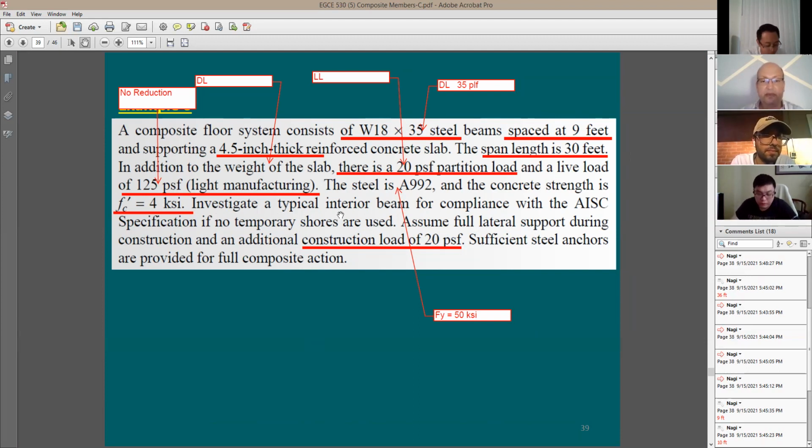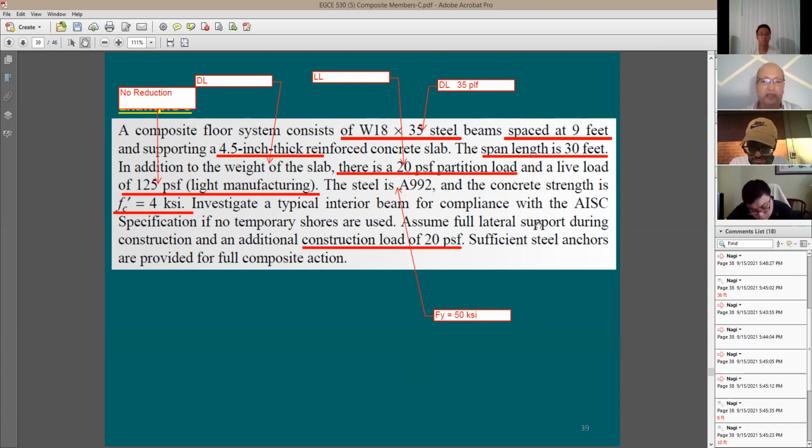Investigate a typical interior beam for compliance with the AISC specifications if no temporary shores are used. So I'm wondering how this can help me. No shores. What does it mean by no shores? It means it's gonna be very similar to the homework that we have done, that your steel beam, before it becomes composite beam, should be able to support the construction live load. This is what it means. Beam itself is not gonna be shored, right? So the steel beam is gonna be able to support the concrete slab, it's gonna support itself, and there's gonna be some construction live load.